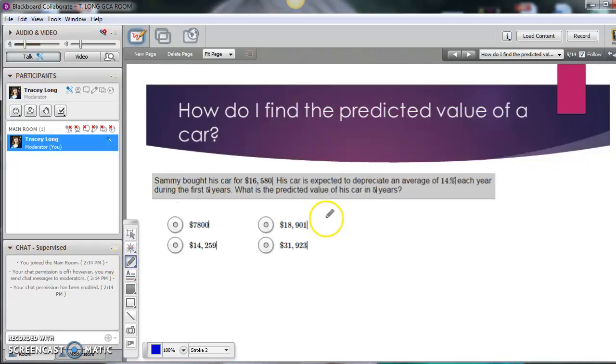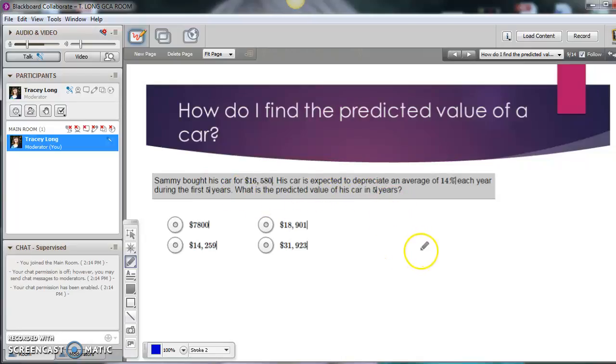So Sammy bought his car for $16,580. His car is expected to depreciate or go down in value, an average of 14% each year during the first 5 years. What is the predicted value of his car in 5 years?